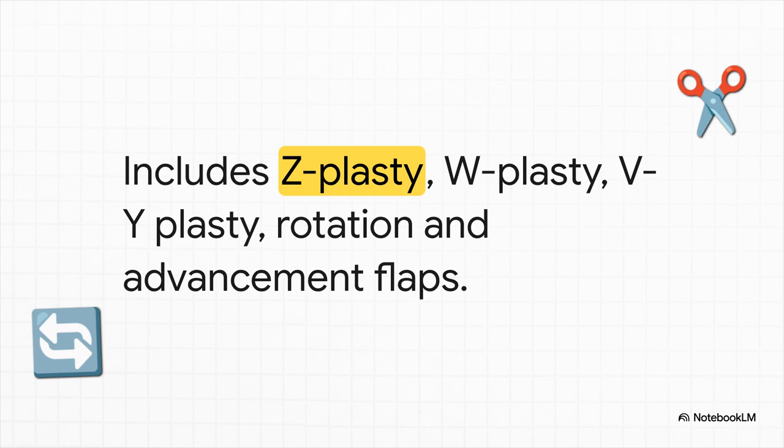We're talking about procedures with names like Z-plasty, W-plasty, rotation flaps, and advancement flaps. These go way beyond direct closure. They involve cutting and rerouting healthy adjacent skin so it swings over to cover the primary surgical defect.